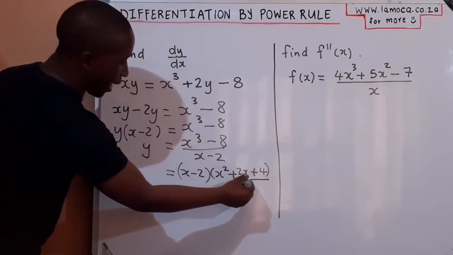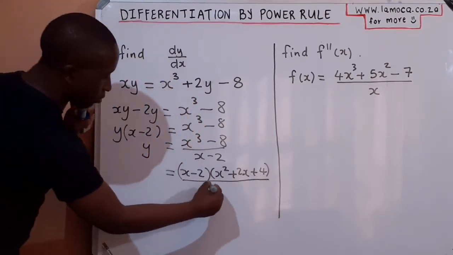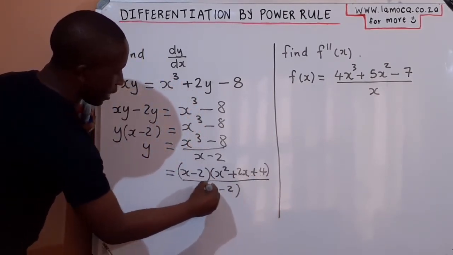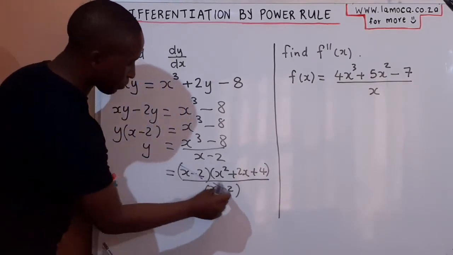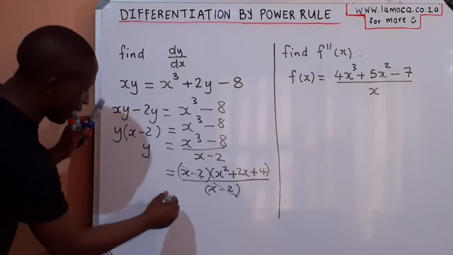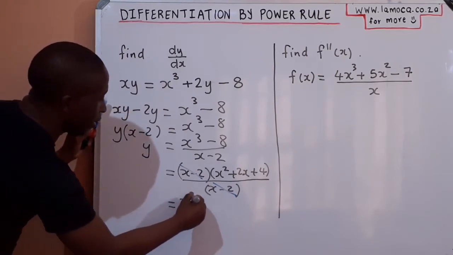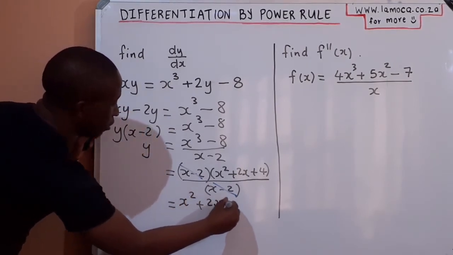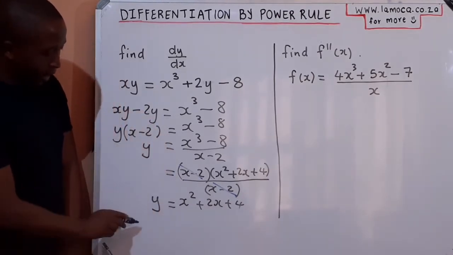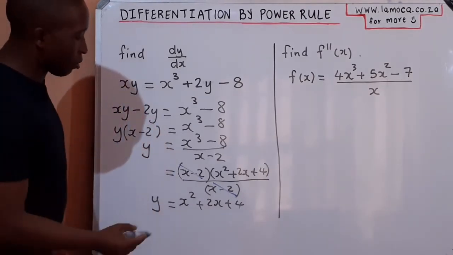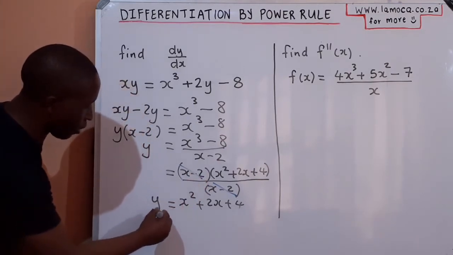That needs to be divided by what we have there as our x minus 2. You will agree with me that x minus 2 will divide out x minus 2, leaving us with just x squared plus 2x plus 4. And that is actually your y fully simplified. Now I'm going to begin doing my derivation. So I'm going to say dy over dx.